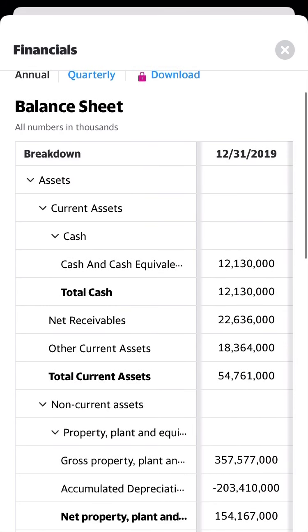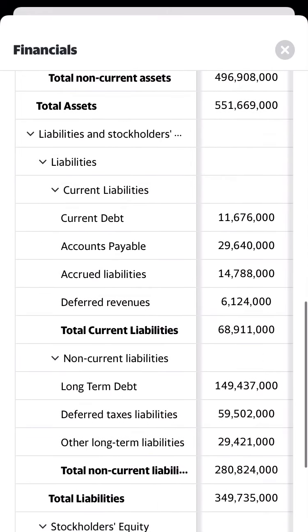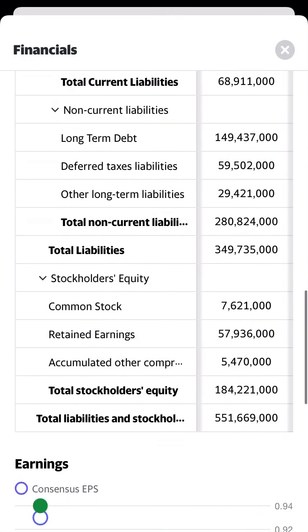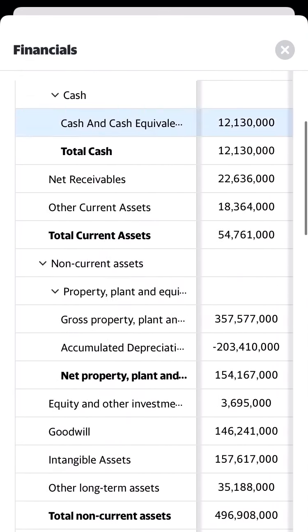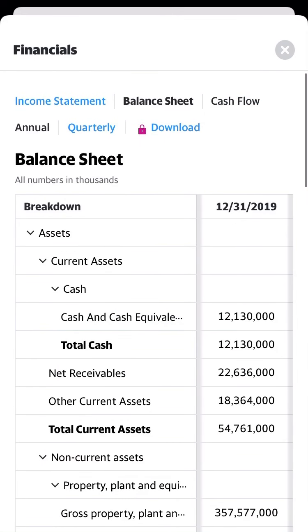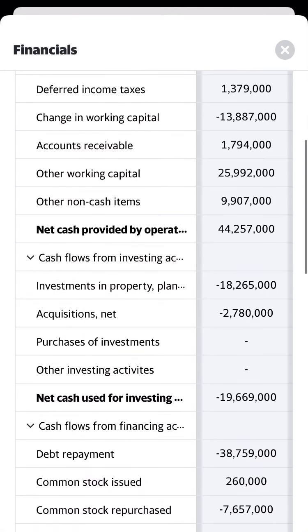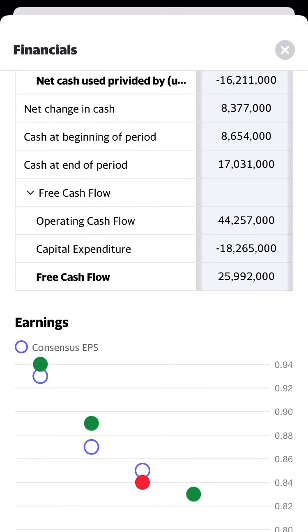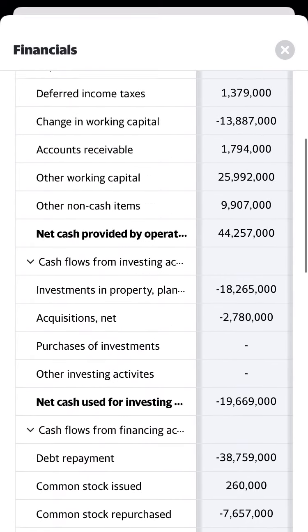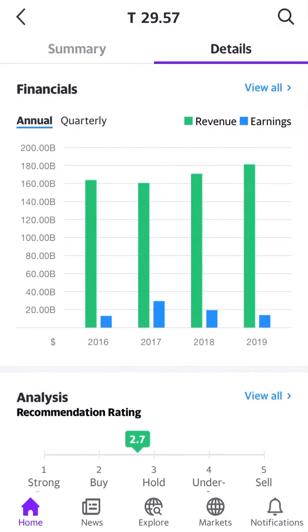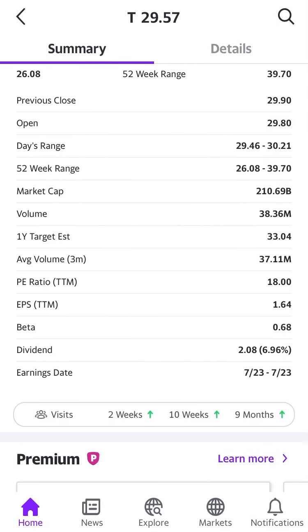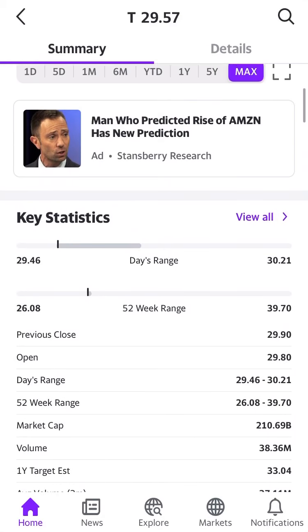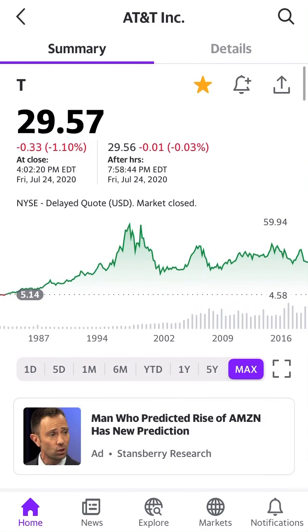You can also go to the balance sheet. There's the balance sheet. You basically have the liabilities and the assets, which should balance out. The last statement is the cash flow statement, where you can see the cash coming in and out of the business. And as you can see, the free cash flow is at $25.9 million. Now, that sums up all the basic information you need to be aware of when taking a look at stocks and bonds and any other securities.